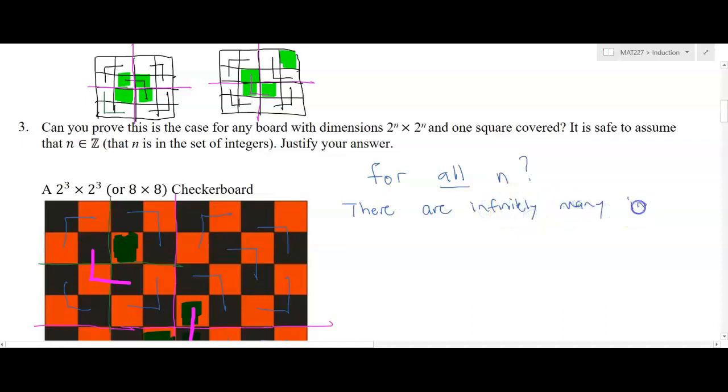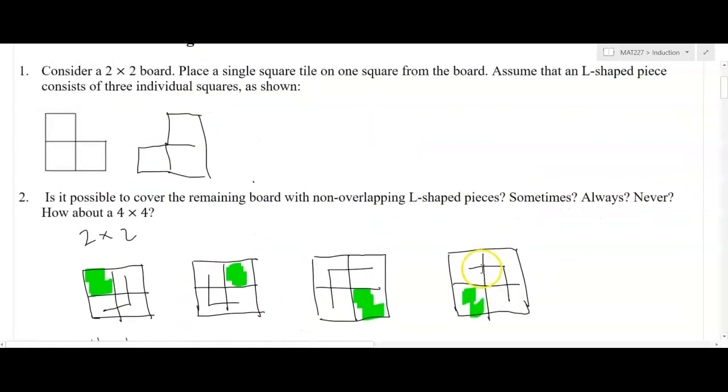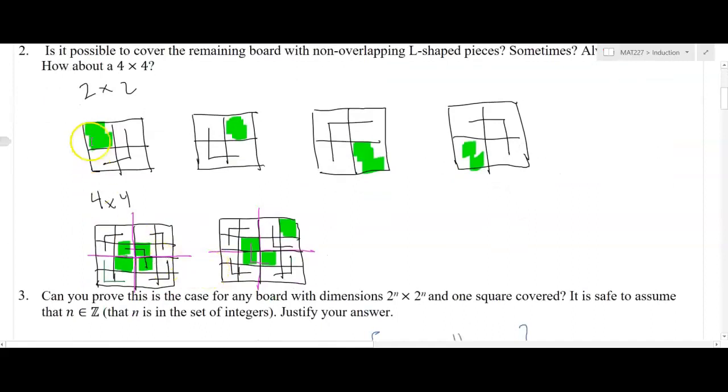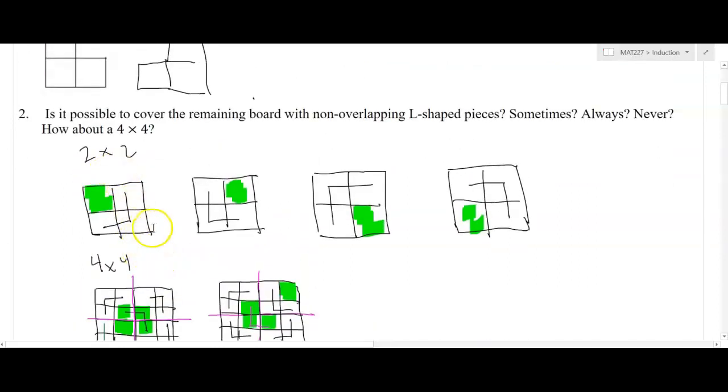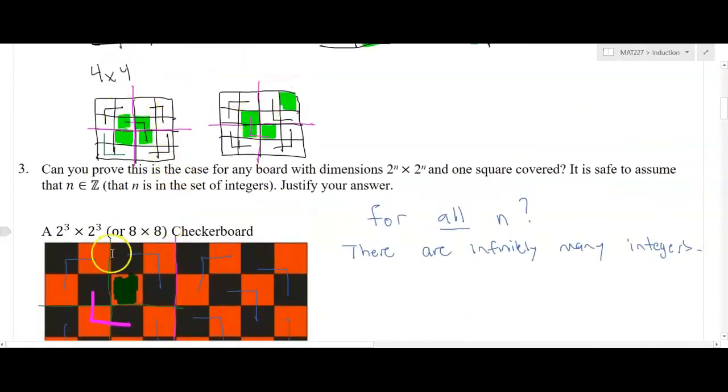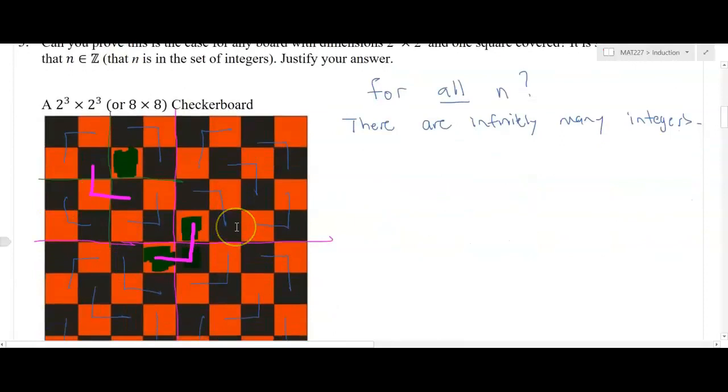And as a result of there being infinitely many integers, you would have to consider infinitely many checkerboards in order to prove this. Unless you could somehow reason through, well, here's evidence that it works for the smallest case, a 2x2 case, and then use a couple of examples just to yourself to be able to reason that you could extend that principle, looking for a pattern of how the previous case connects to the next case.